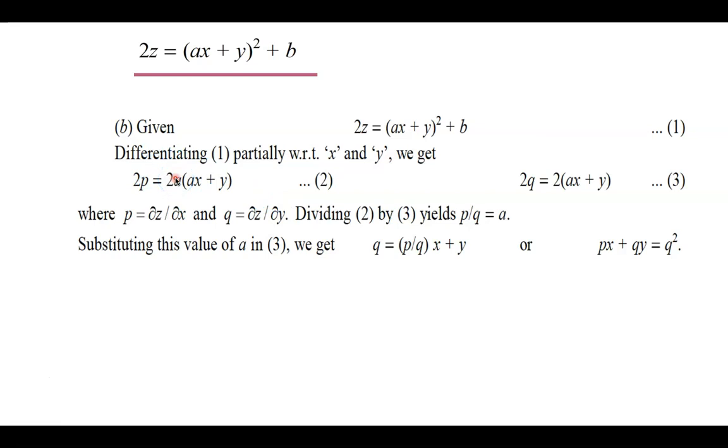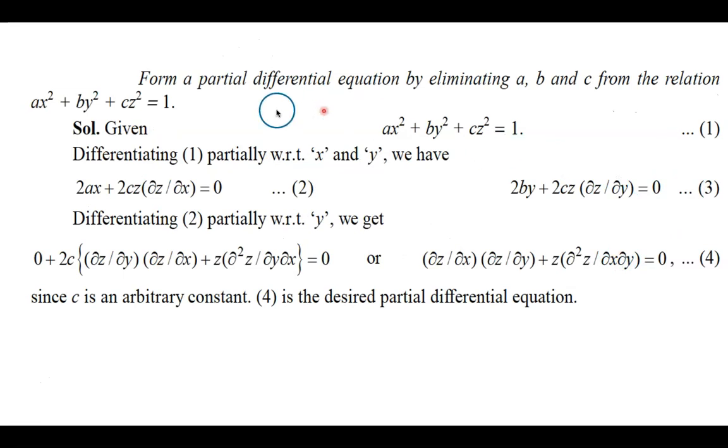Dividing second relation by third relation, we have p by q is equal to a. Now substituting this value of a, that is p by q, in equation 3, we get 2q is equal to 2 into (p by q x plus y), which gives the relation px plus qy is equal to q square. This is the required partial differential equation.